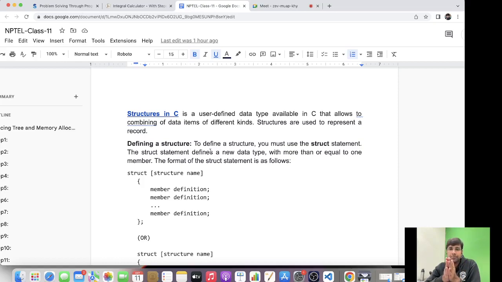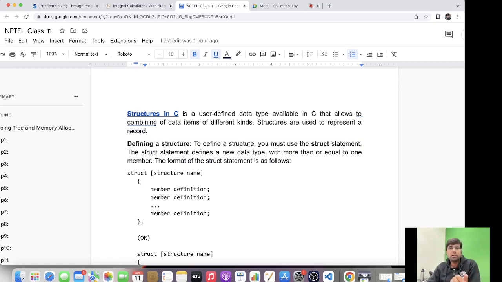What happens if the user requirement is such that I want one int, one float, and one string together? I want to represent different data types together. Is there any way that we can do that? The answer is yes. C compilers allow you to do this with a special user-defined data type called structure.